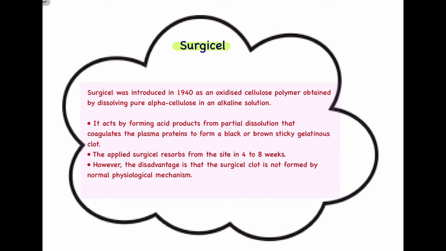Now whenever we apply Surgisil, we need to remember that it is a resorbable material, so it will get resorbed from the site within 4 to 8 weeks. The only disadvantage with Surgisil is that the surgical clot which is formed here is not forming due to any physiological mechanism. Basically we are using artificial means so that we can have a platelet clot there, right? That is the only drawback of Surgisil.